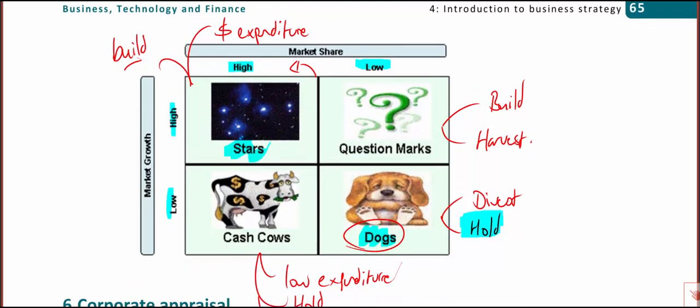Okay, that's all for our resource or position audits. In the next recording then we're going to move on to corporate appraisal, which is trying to bring these things together.